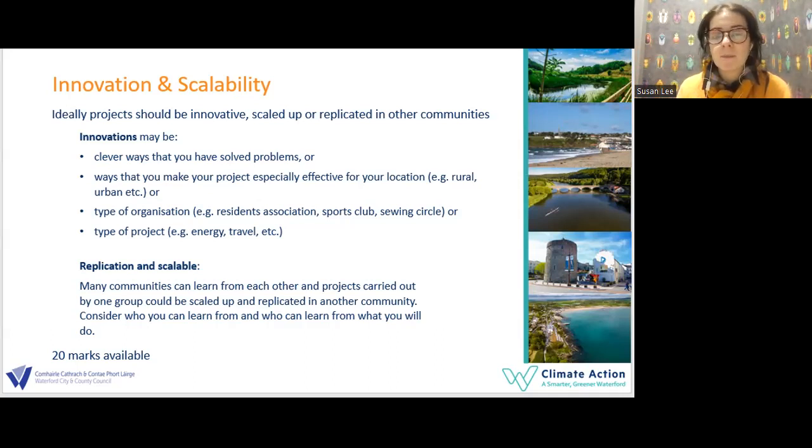or it could be just the type of project you're doing is innovative. And again, many communities can learn from each other, and projects carried out by one group could be scaled up or replicated in another community. So consider who you can learn from, and also who can learn from what you do. So at the end of the 18 months, maybe a community in Offaly loved what a community in Waterford did, and they just replicated it in their area.